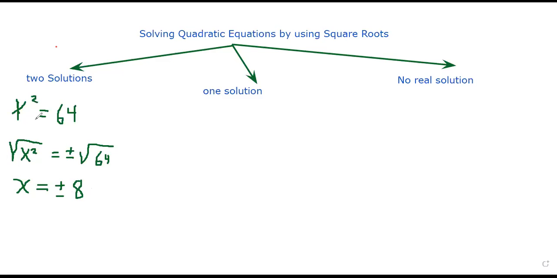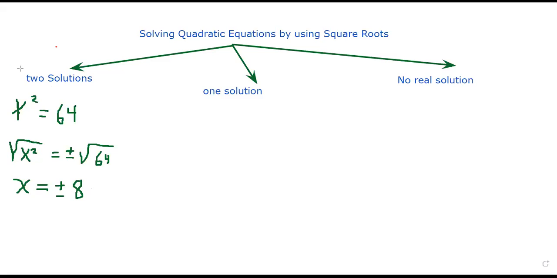Okay, grade 9. Then x to the power of 2 equals 64. We will find the square root for both sides. Then I have positive or negative 8. So here in this case, we have how many solutions? Two solutions, right? Two solutions.